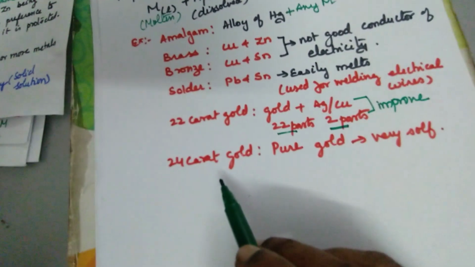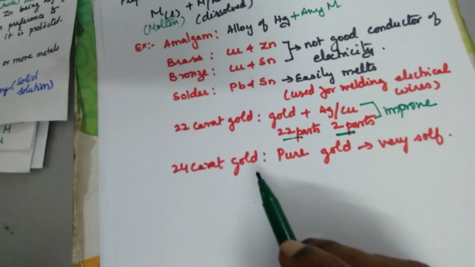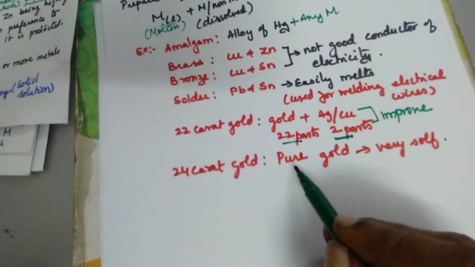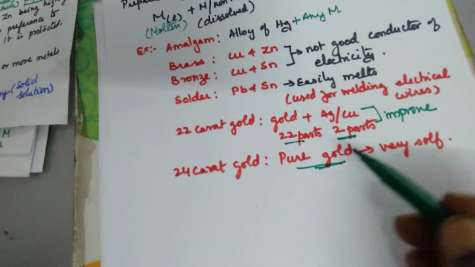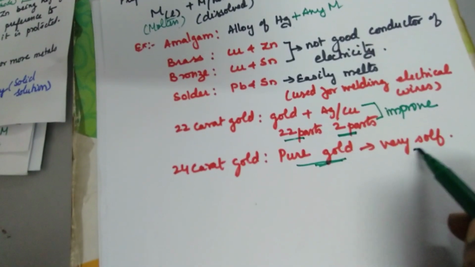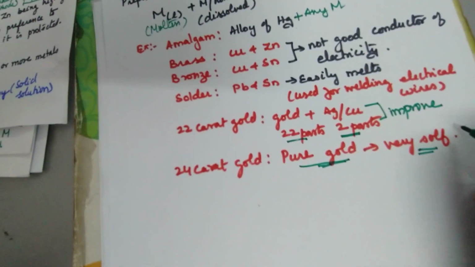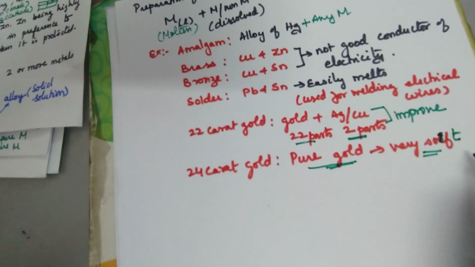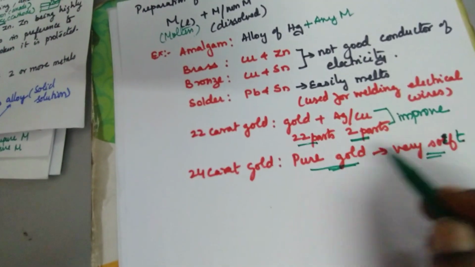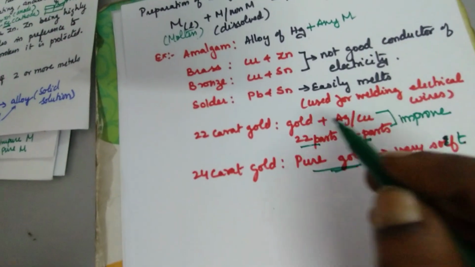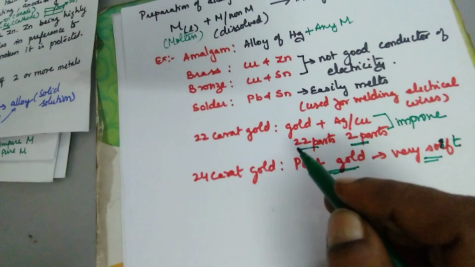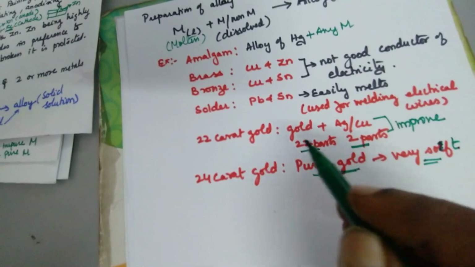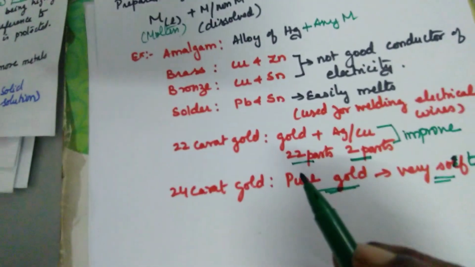Then we have 24 karat gold. What is that? It is pure gold, and it is very soft in nature. So we cannot use it for making jewelry. Into that, if I add this, then I can make jewelry, which will stay stronger for a long time.